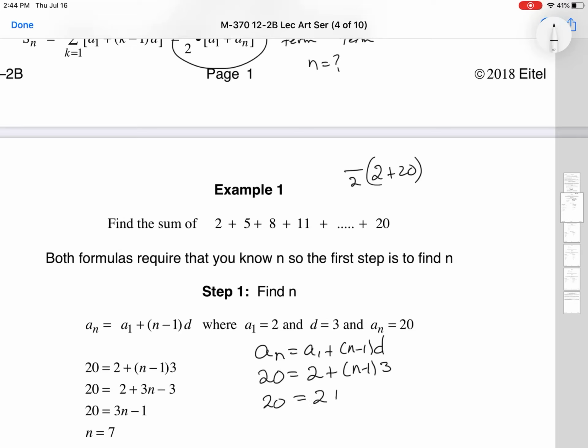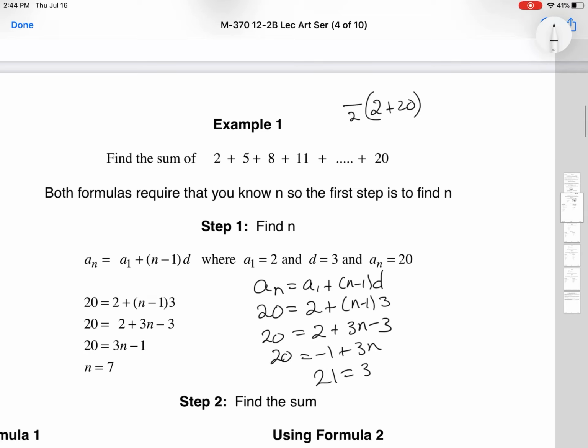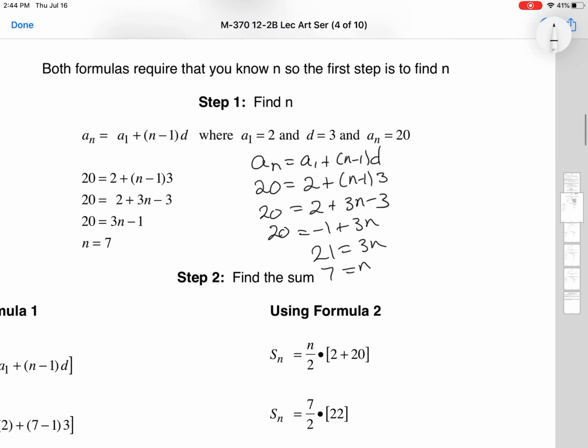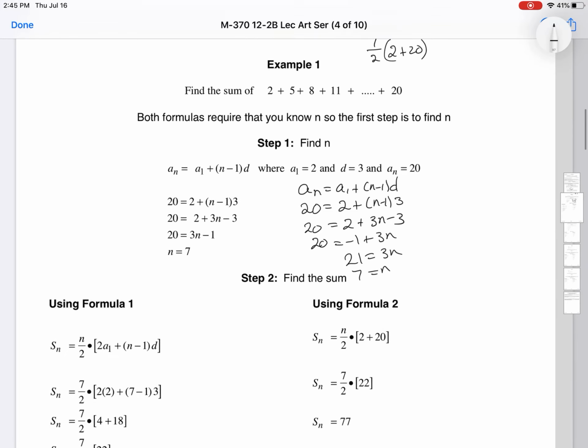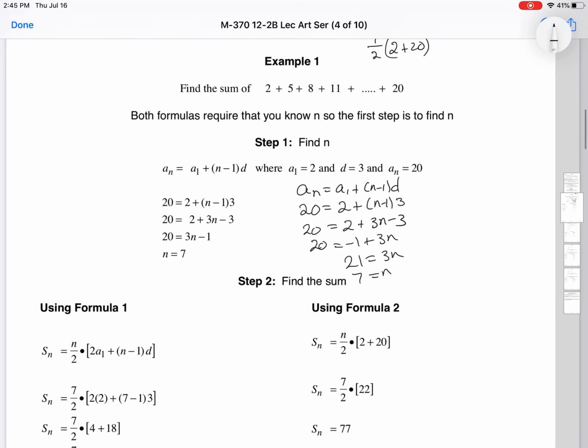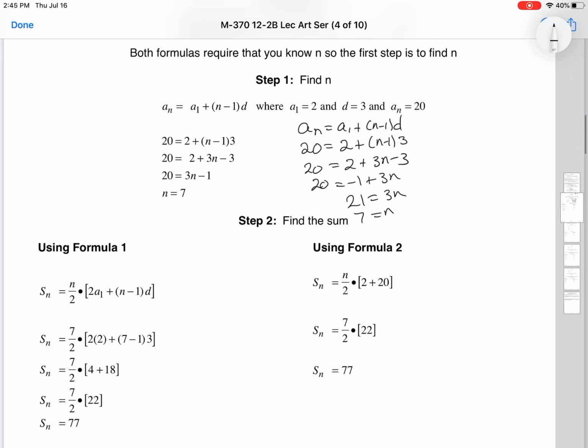20 is equal to 2 plus 3n minus 3. 20 is equal to negative 1 plus 3n. 21 is equal to 3n. I know that works right over there, but I just thought it might help to see it gone through live. And so you found out n is 7, so now there's a 7 over here. So now we're going to use that formula. 7 over 2 times 22, which is 77. So you could take your time to add up all those 7 terms, or you could use the formula.